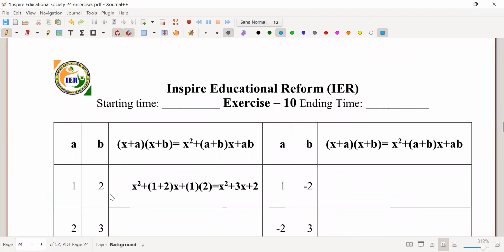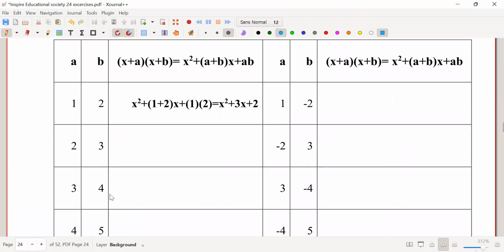This exercise: formation of quadratic equation and cubic equation. This is the formula which you would have studied in eighth grade: (X plus A)(X plus B) equals X squared plus (A plus B)X plus AB. While you're factorizing, this is the one you are using.